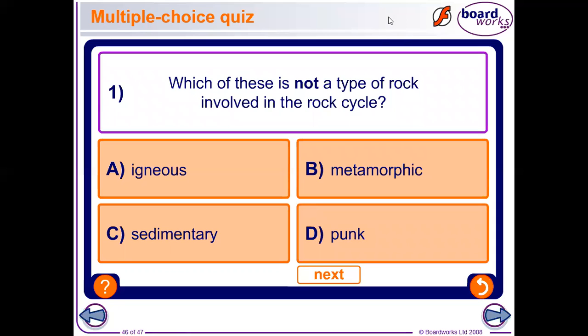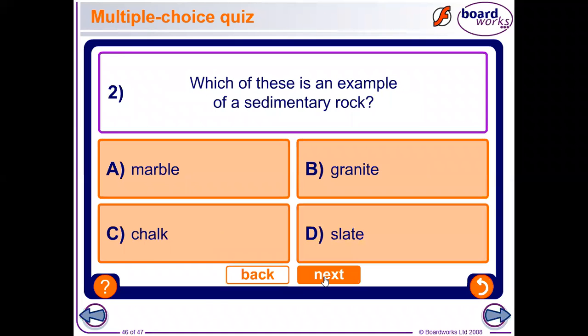Let me pick someone here from the names. Amr answered. Yes, we answered this one. Let's read the question: which of these is not a type of rock involved in the rock cycle? Yes, that's right, it was bunk. Thank you so much, but next time try to wait for me to tell you to answer. Okay, Uday, you can answer this one.